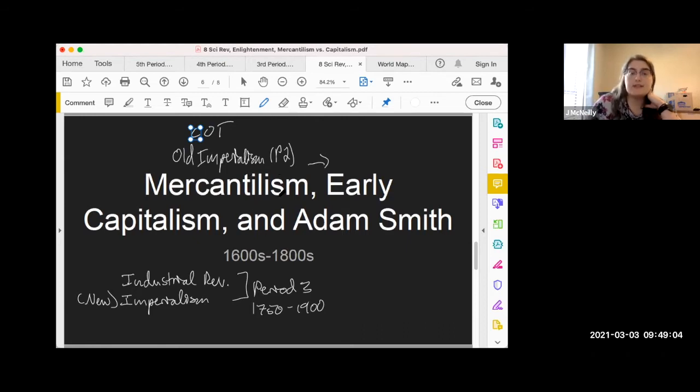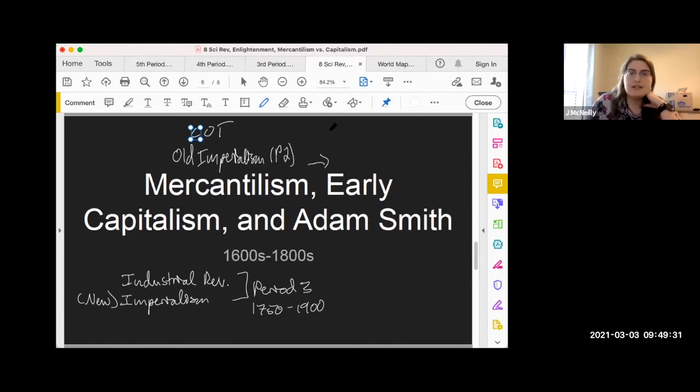Okay, so under mercantilism, the Europeans established colonies in the New World, and the purpose of the colonies is to enrich the mother country. First, Spain and Portugal, and then other Europeans are going to start getting involved. Now, as we move out of period 2 and into period 3, which is from 1750 to 1900, we see even more changes over time.